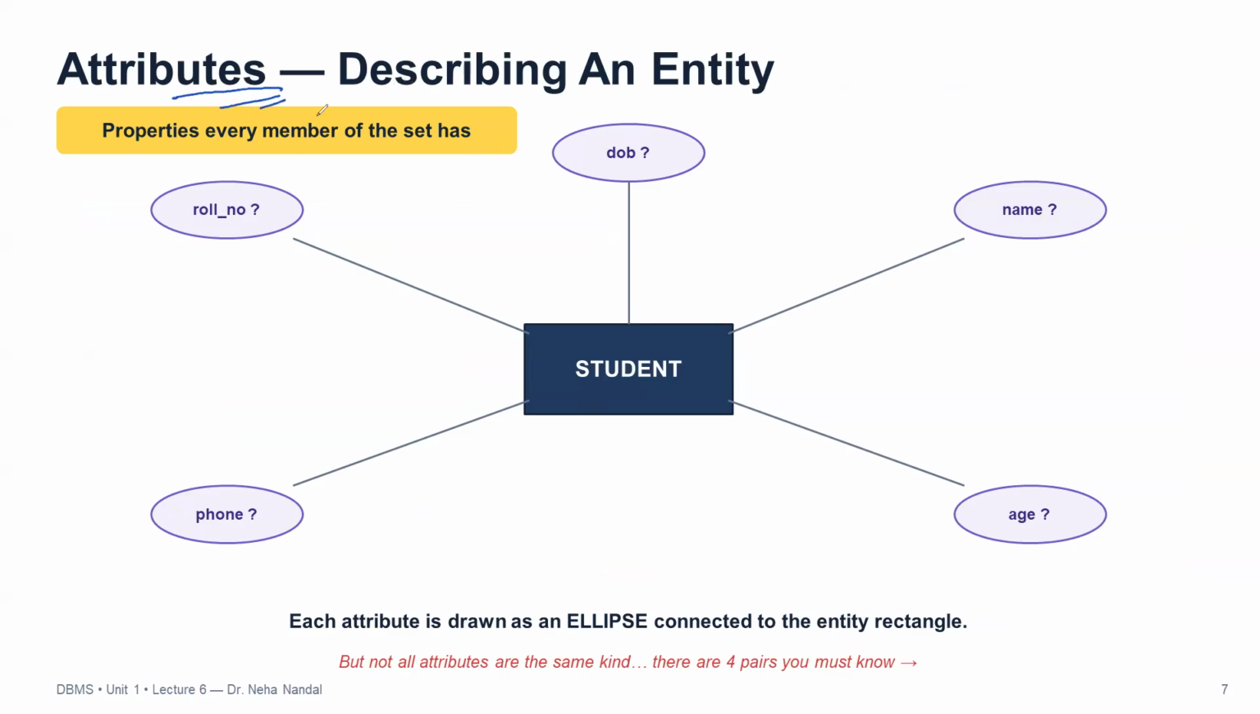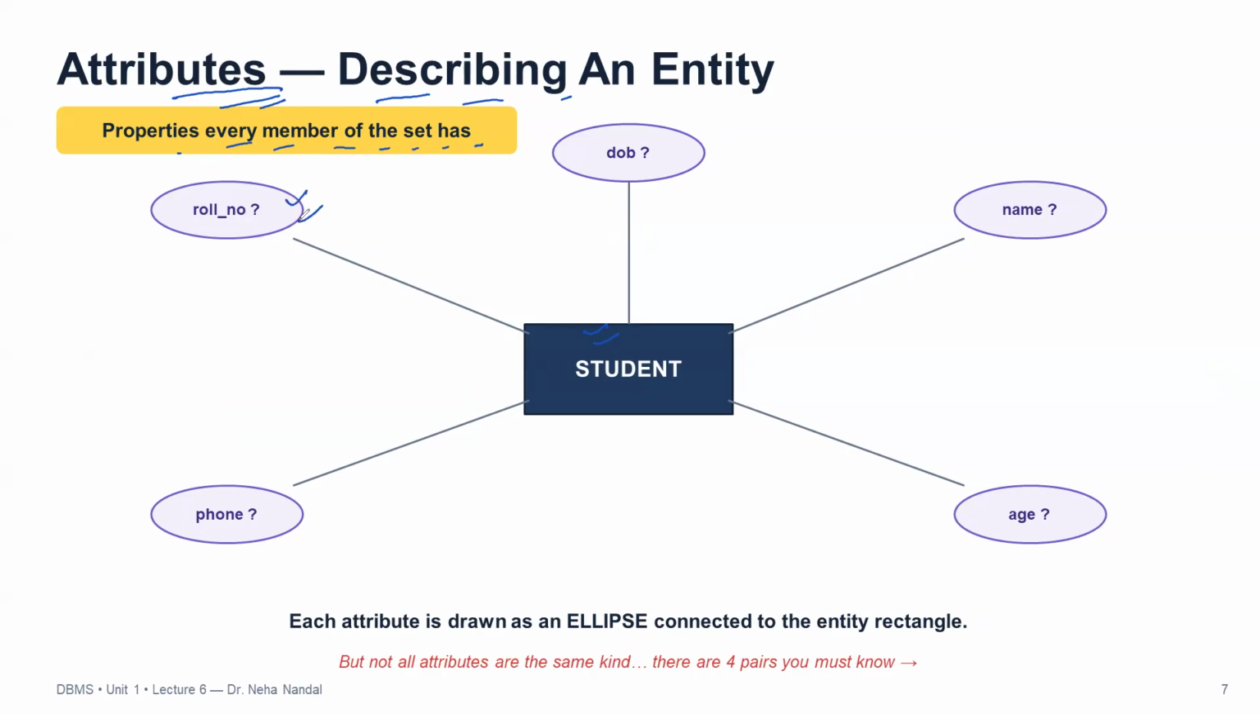So the next term is attributes. What are attributes? To describe an entity, we have different features. The properties every member of the set has. Like student, every member of the set is now a student. Every student will have some properties. What are those properties that we have to identify? So what do you want to know about each student? Their roll number, their name, their phone, their date of birth, their age. These properties are called attributes.